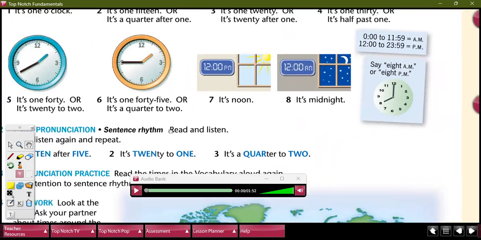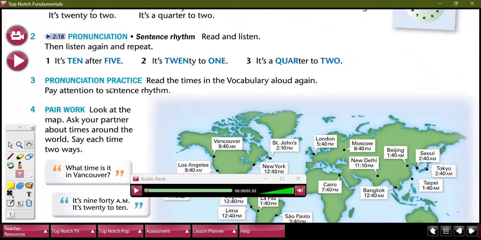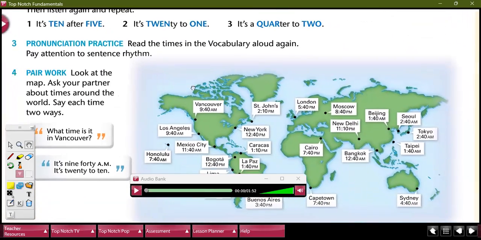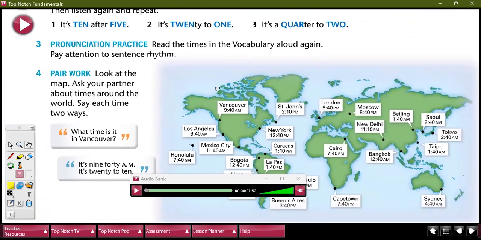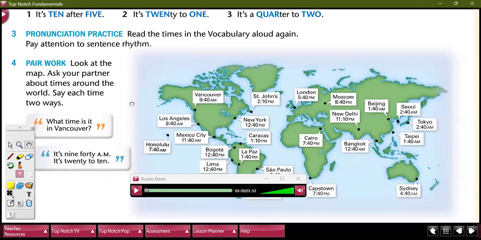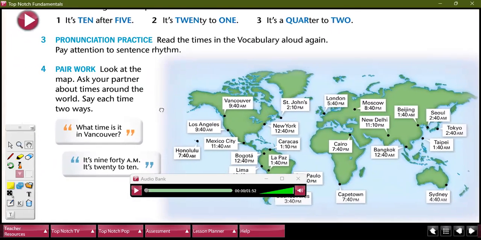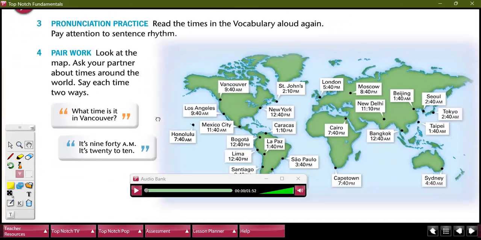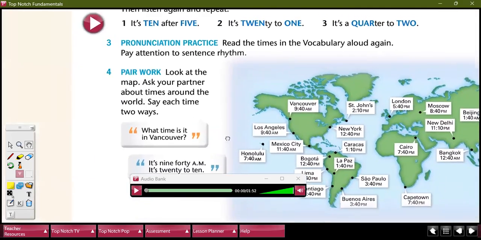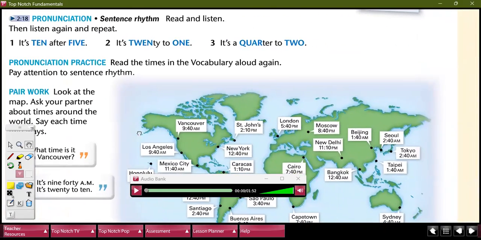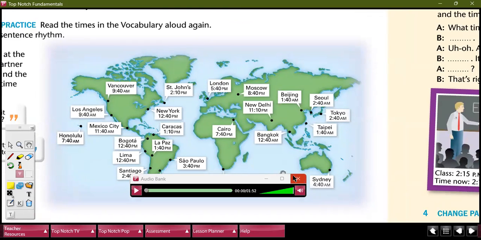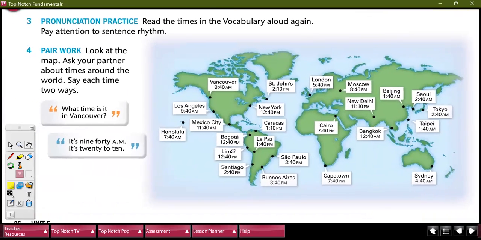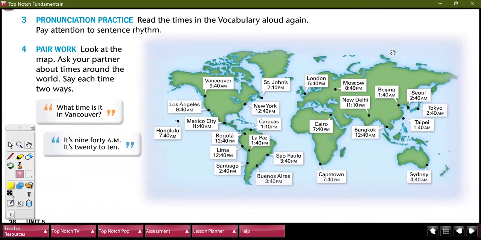Okay, so now, let's see, we're going to be checking something else. So we're going to check in this map. Read the times in the vocabulary aloud again and pay attention to the sentence rhythm. Okay, look at the map, ask your partner about the times around the world, say each time two ways. Entonces, ¿qué es lo que vamos a hacer aquí? Vamos a practicar con este mapa. Decirlo de las dos maneras.